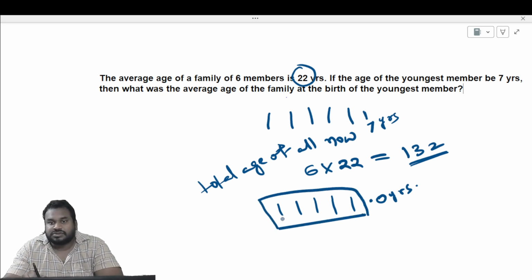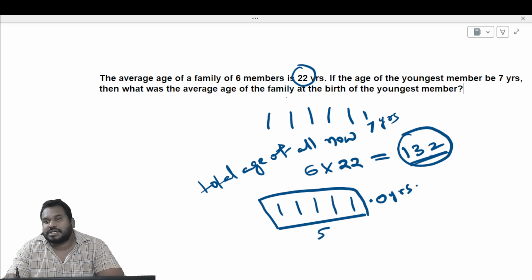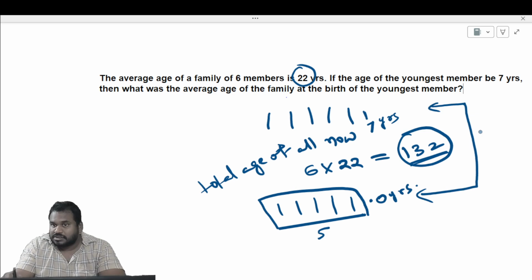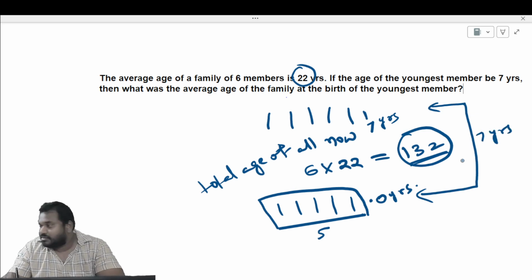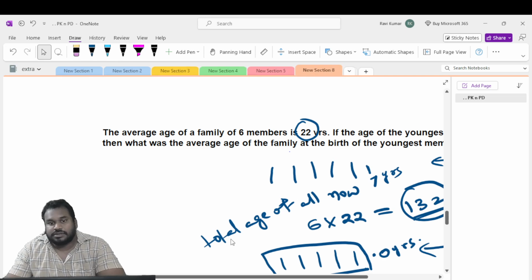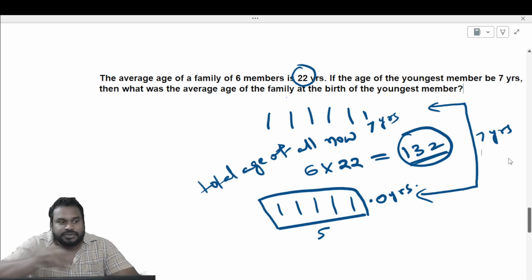He's asking. So you have to add their ages divided by 5, and that will give you the average. But you know their sum. Current sum is 132. 7 years passed, right? From here to here, 7 years passed.